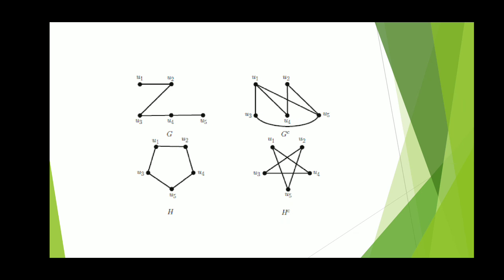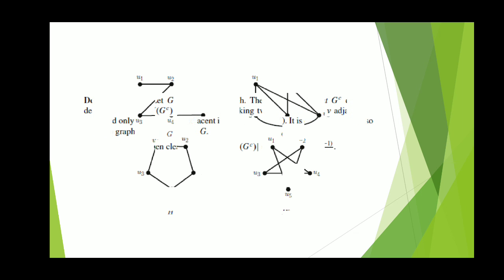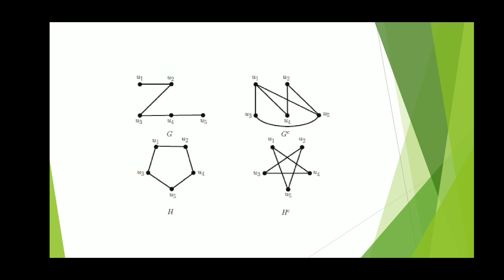These are all the examples for G and G complement. For the first graph G, we can form the G complement. In the first graph, U1 and U3 are not adjacent, but in the G complement U1 and U3 are adjacent. In H, U1 and U4 are not adjacent, so in H complement U1 and U4 are adjacent.